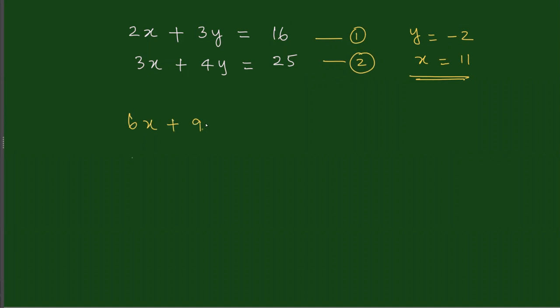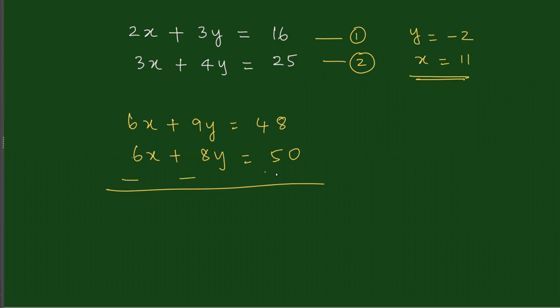So I have 6x plus 9y equals 48. Very good. Next is 6x plus 8y equals 50. Okay, so you subtracted, and we get y equals minus 2. Fantastic. And then you substitute in any of the equations.